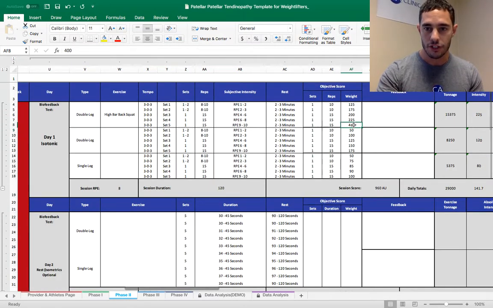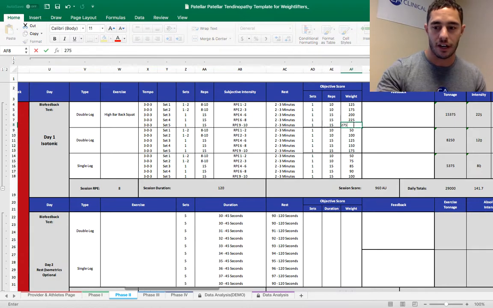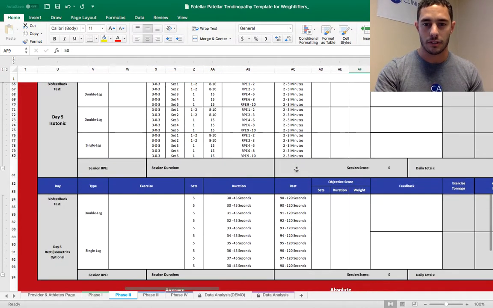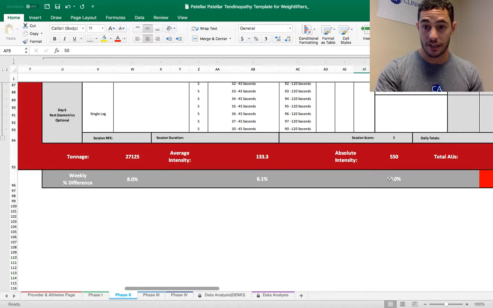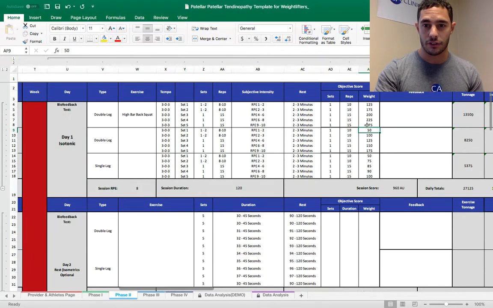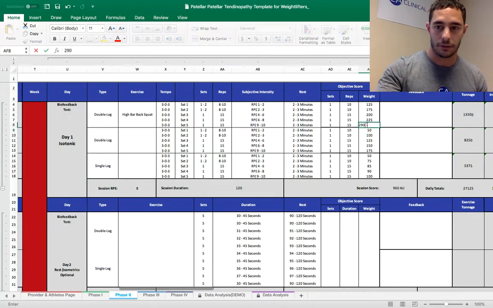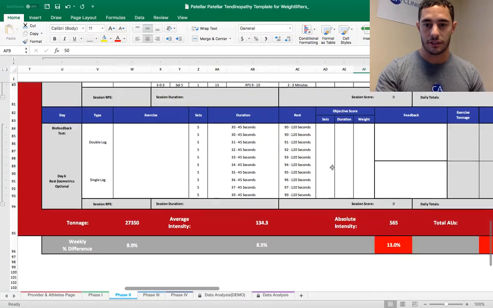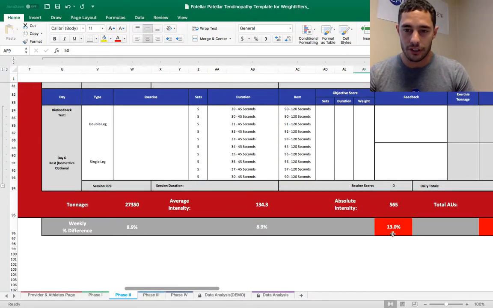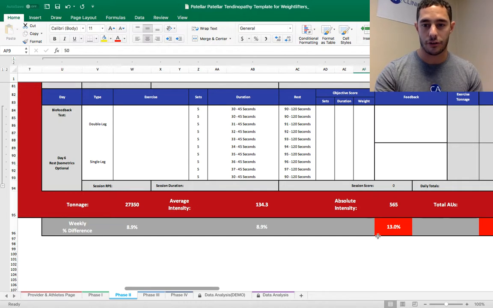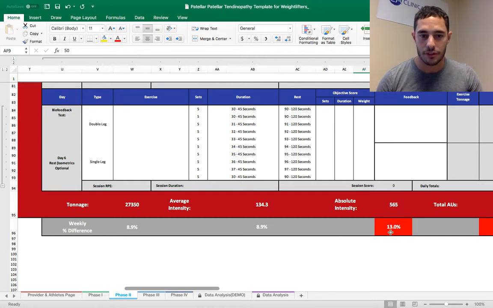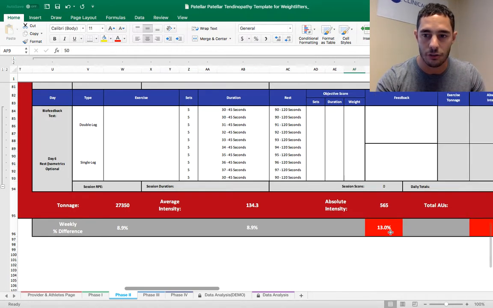So let's change that back to something more reasonable, maybe 275, and 10% there at absolute intensity. So we're just at that threshold. We're just under here. Let's change that to 290. Let's see what it does. There we go. So going a little heavier on that last set, now we're at 13% for absolute intensity. We're approaching 10% for tonnage and average intensity, but just know that, okay, let's say the athlete's symptoms increase a little bit after this training day. Well, maybe we just went a little bit too heavy on that last set of squats.